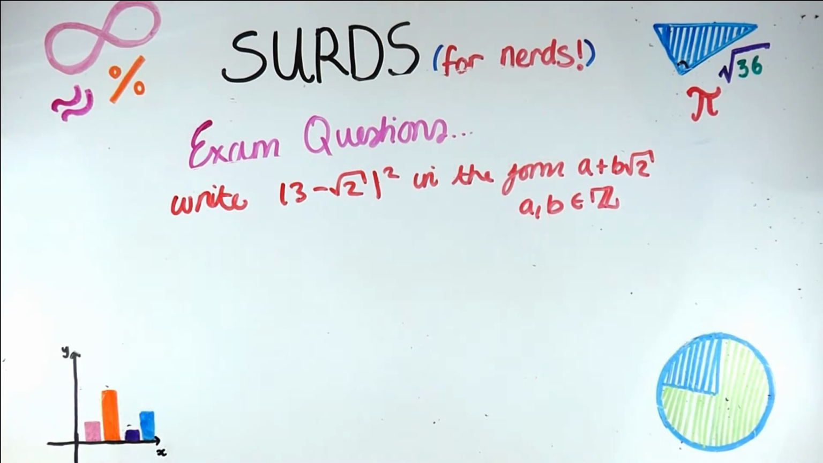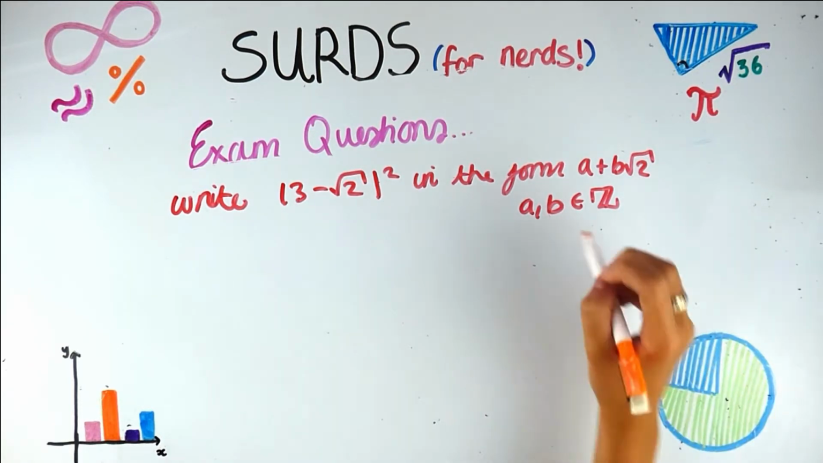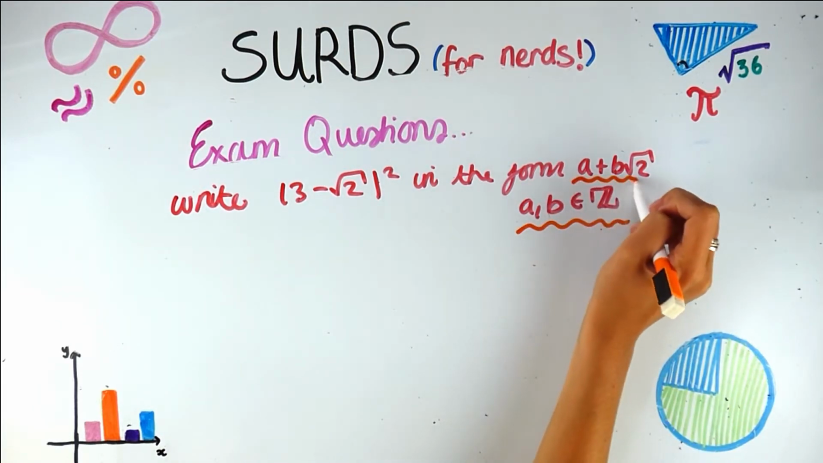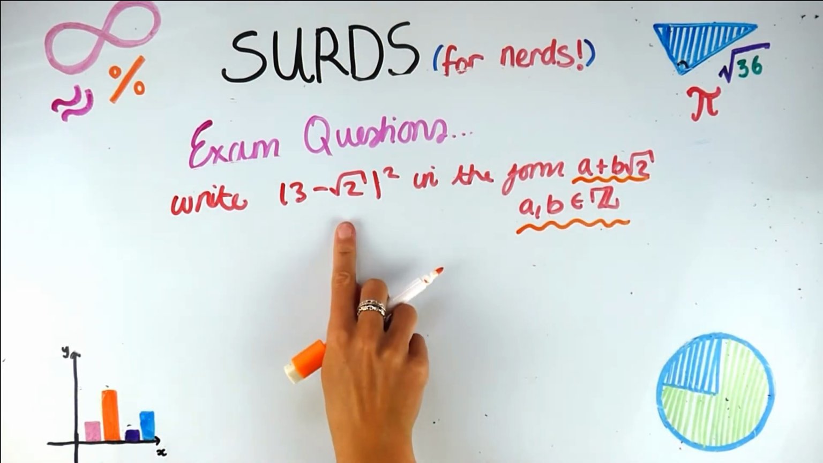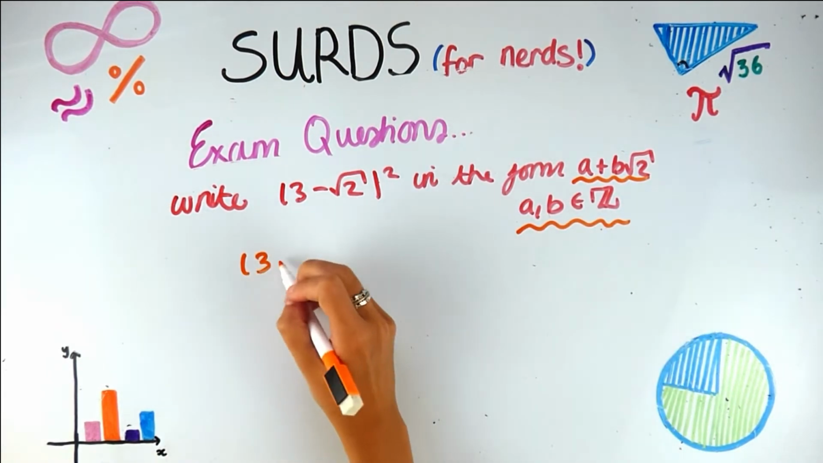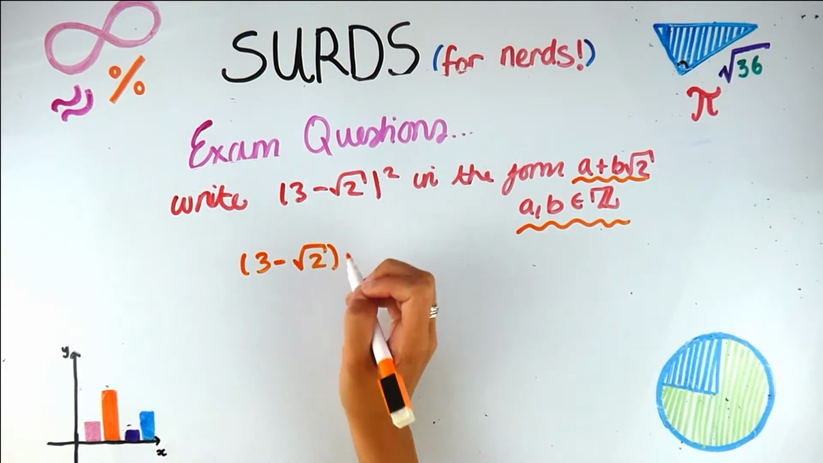Okay, so this question is a bit similar to before. Write (3 minus root 2) squared in the form a plus b root 2, where a and b are integers. I just don't really care about what it's telling me here. I'm just going to do what I'd normally do and then hope that my answer does look like that, which it should.